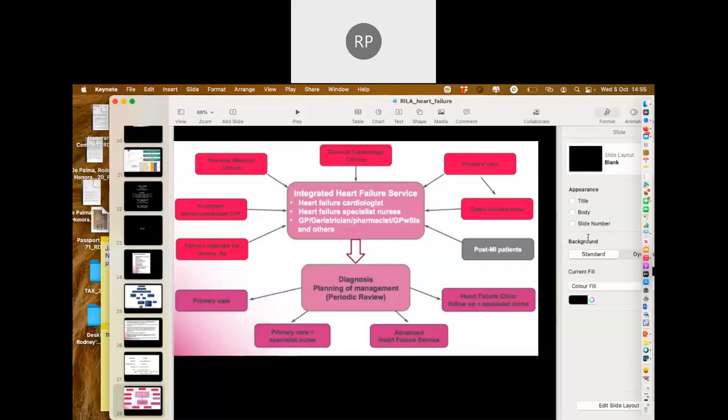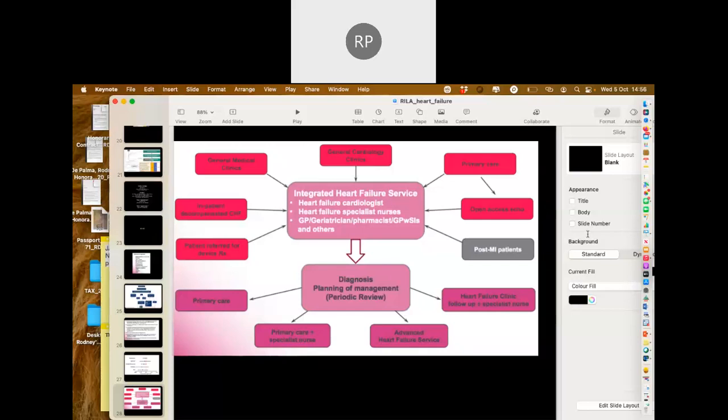Essentially, it depends on the skill mix that you have in your local healthcare service. If you have access to a specialist in heart failure, obviously that person will be leading or helping lead the service. But in the absence of a specific specialist, then there's no reason why a primary care practitioner with an interest in this cannot organize services accordingly.